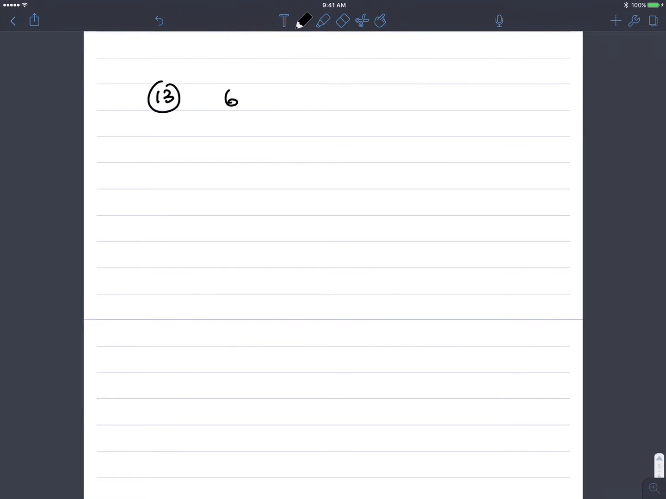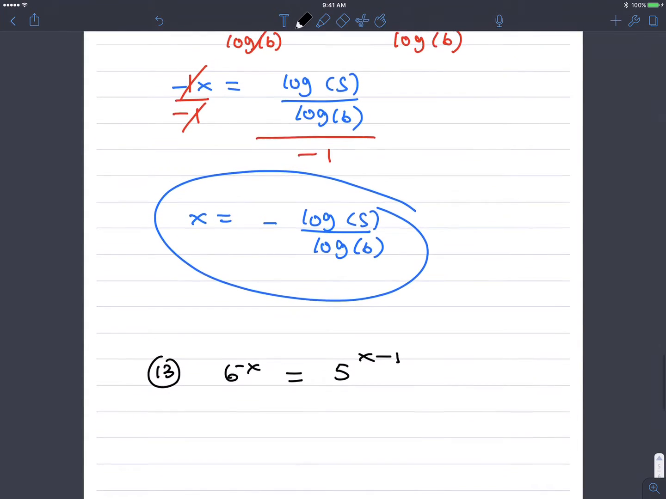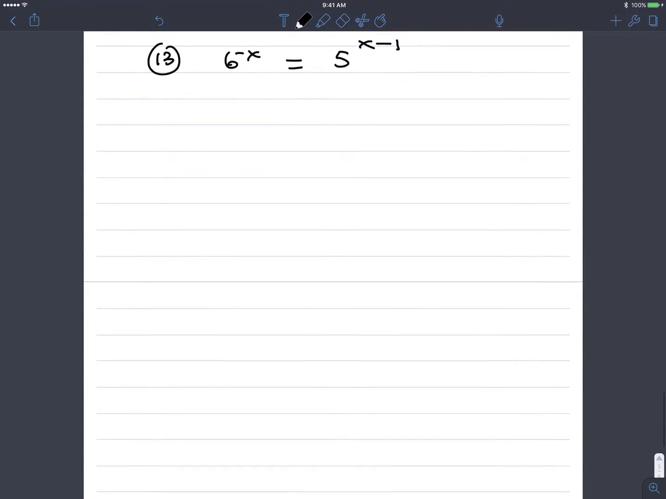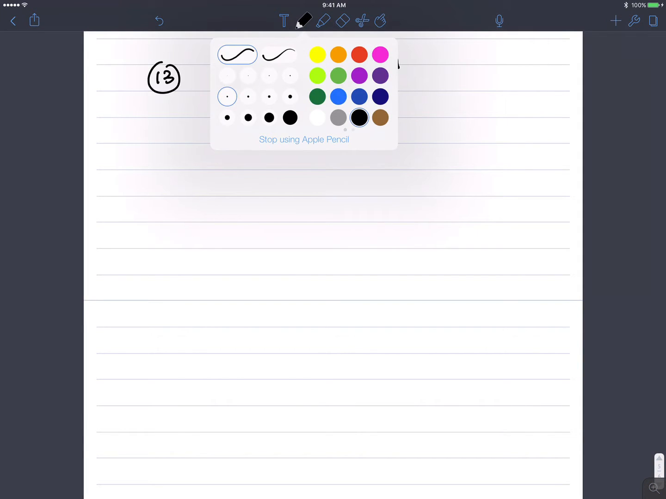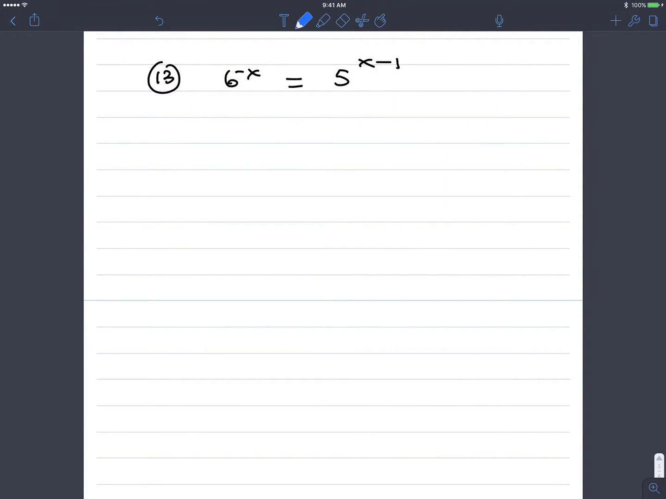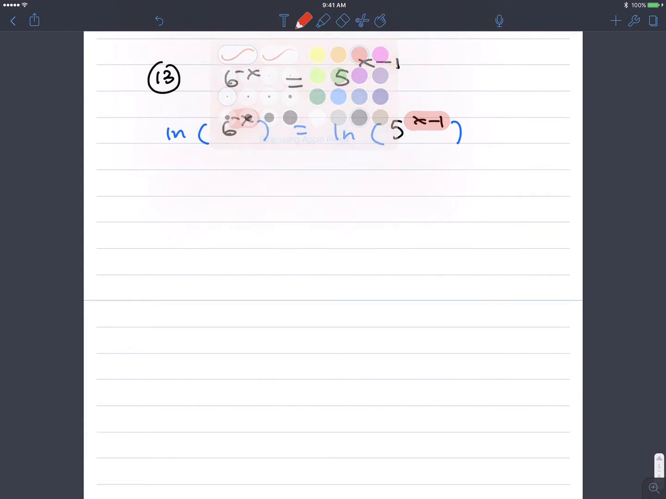13. 6 to the minus x is 5 to the x minus 1. Again, we could use the common log, or we could use natural log. It doesn't matter. Let's use natural log. I'm going to take the natural log of both sides. I get 6 to the minus x power, 5 to the x minus 1 power. Let's go back here. Use the power rule for logs. Pull out your power.